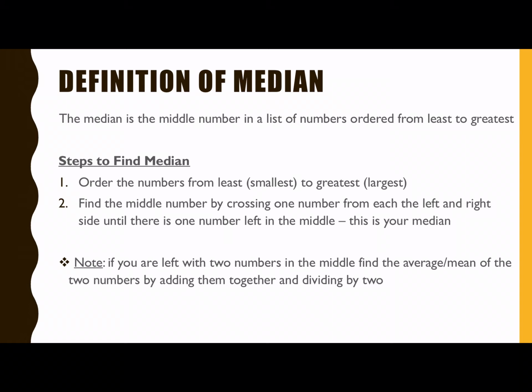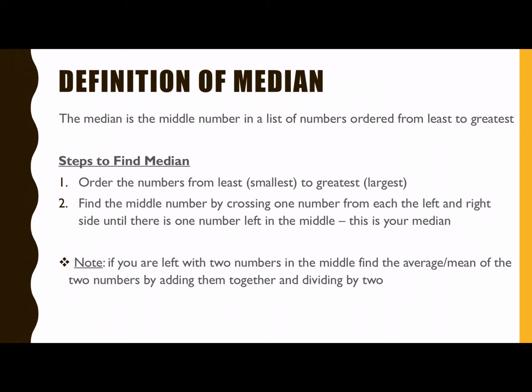So the steps to find median: step 1, order the numbers from least to greatest or smallest to largest. And then step 2, find the middle number by crossing one number from each the left and right side until there's one number left in the middle. This is your median. Now, sometimes we are left with one number in the middle. That'll be your median. But other times we might be left with two numbers in the middle. So if you are left with two numbers in the middle, you're going to find the average or the mean of the two numbers by adding them together and dividing by 2.